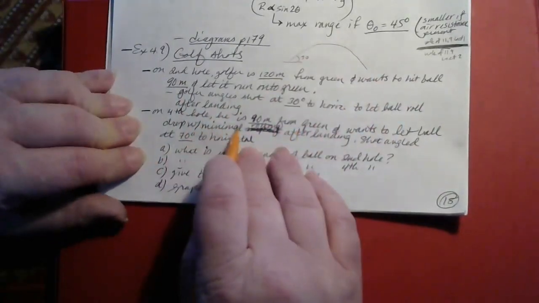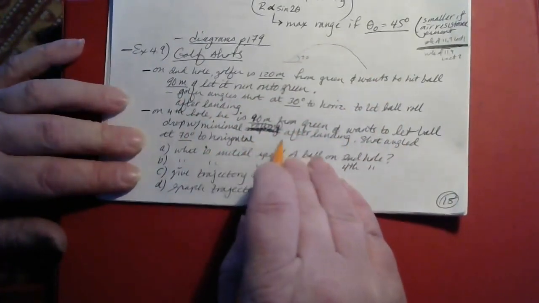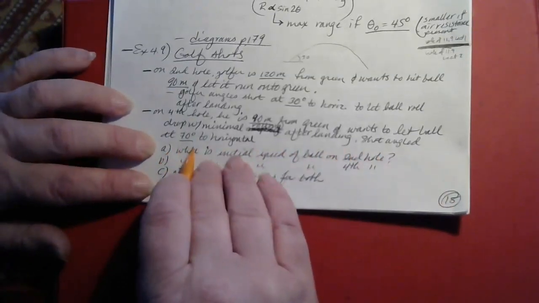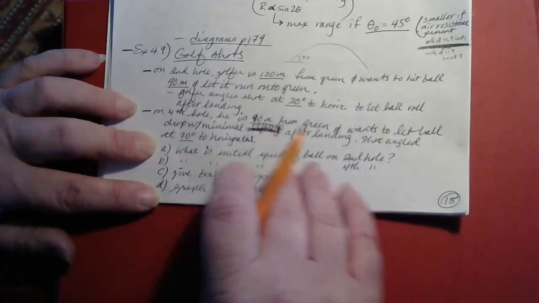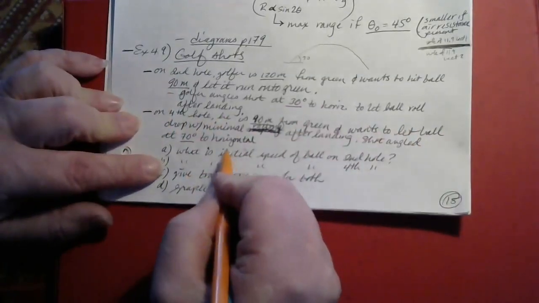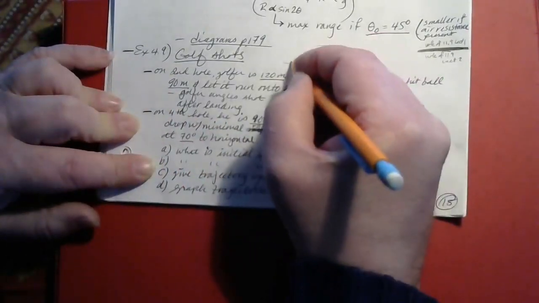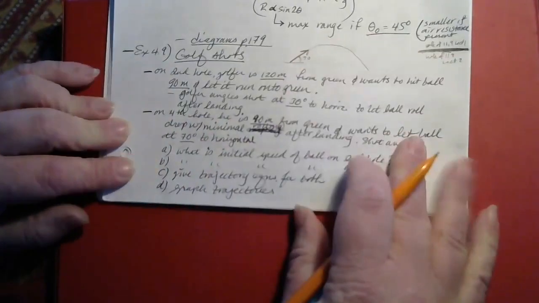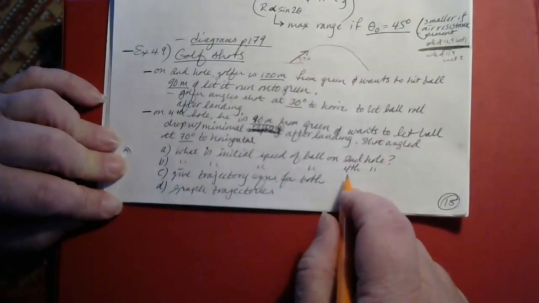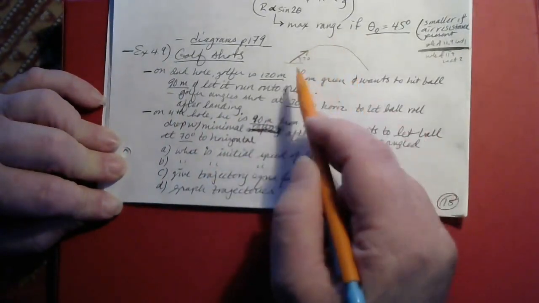Then on the fourth hole, he is 90 meters from the green and wants to let the ball drop with minimal rolling after landing. So the shot is angled at 70 degrees to the horizontal. So the question here is, what is the initial speed of the ball on the second hole? That is, how fast is the ball going in the direction that it initially takes off in? And the same question for the fourth hole. The ball will be taking off at a different, steeper angle for the fourth hole.